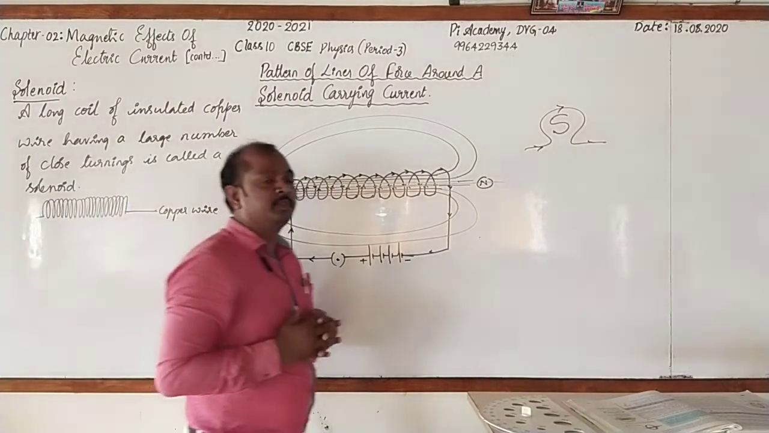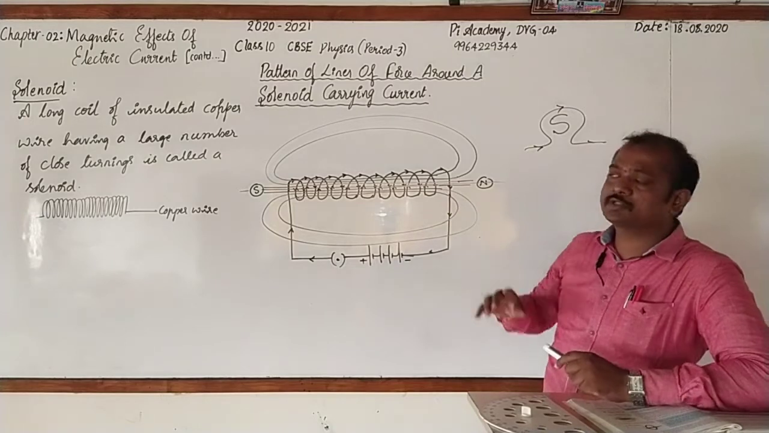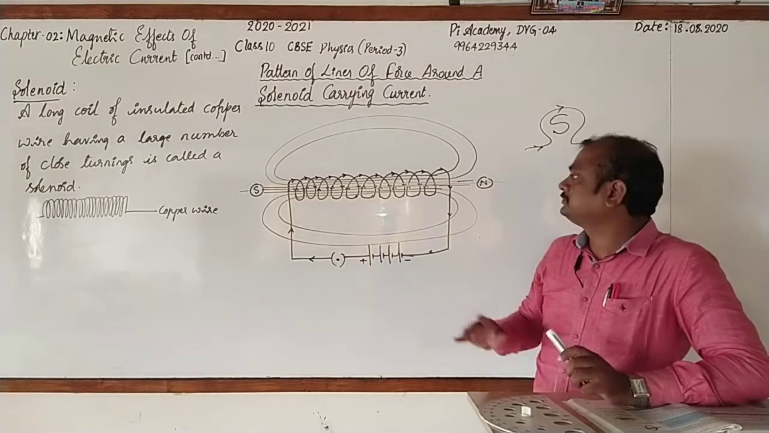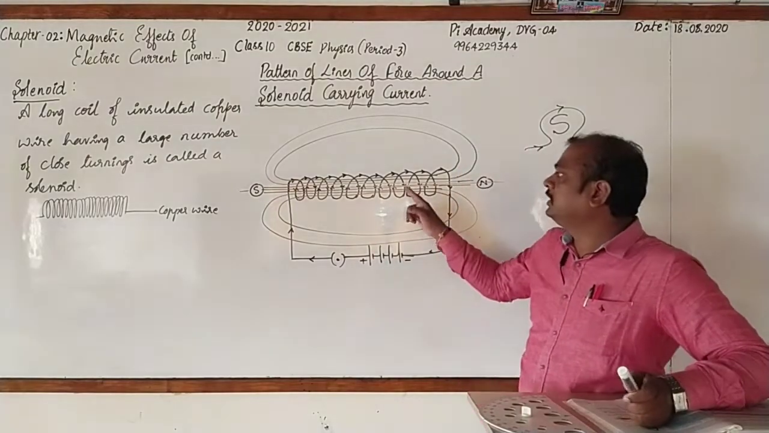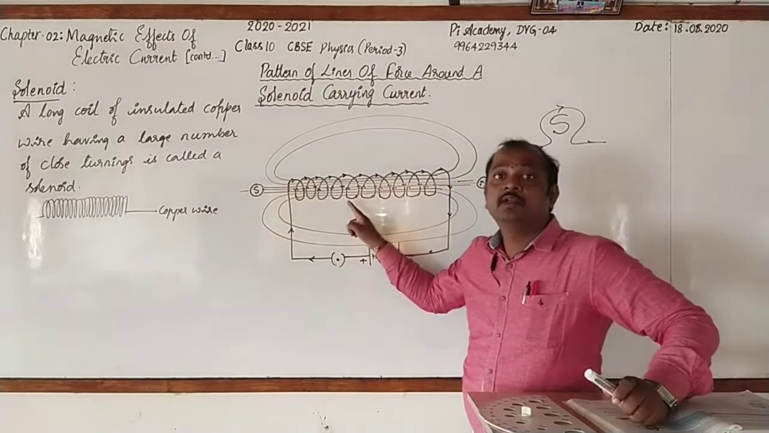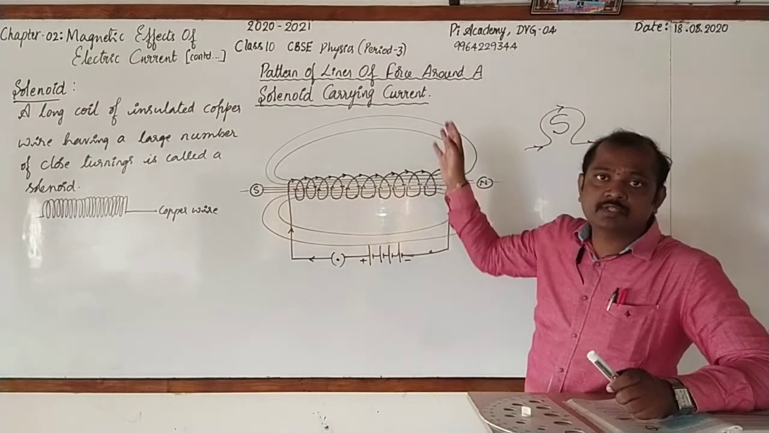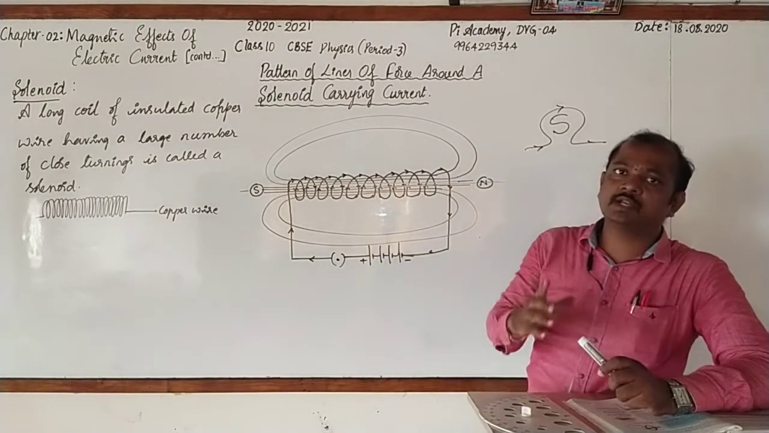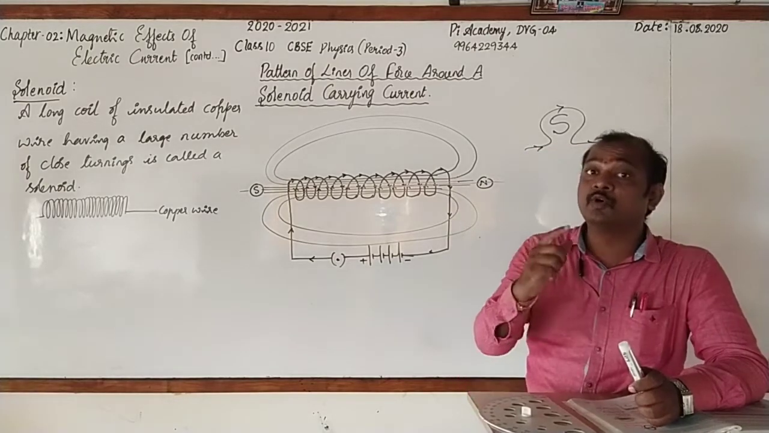Please do remember, if you are asked in the examination to write the pattern of lines of force around a solenoid, you have to write uniform magnetic field, or straight and parallel, inside the solenoid, and a pattern like around the bar magnet outside the solenoid. Then the question arises, which one of these two fields has more strength?